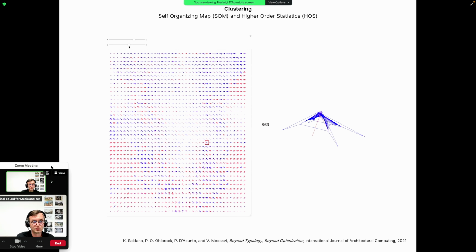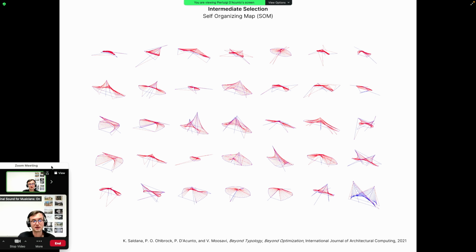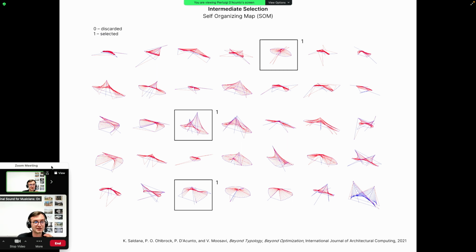At the same time, it is possible to apply a quantitative evaluation that is done directly by the machine. And this would allow the human designer to narrow down the design space from the initial 40,000 structures to a more limited amount of structures. And this can be done by selecting and discarding certain design options.